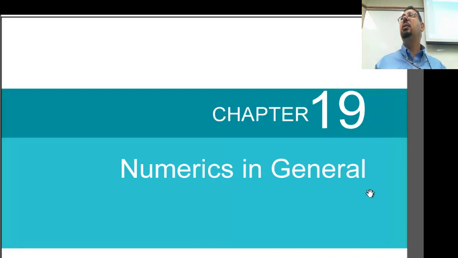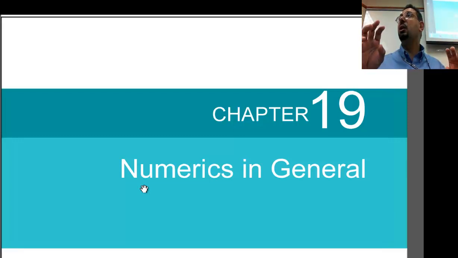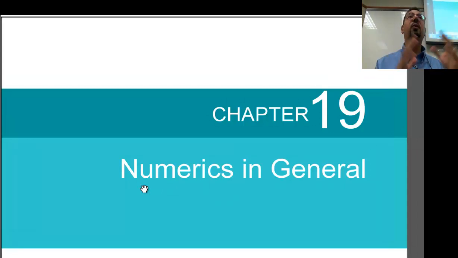Right, so chapter 19 is called Numerics in General, and we are going to deal with three things in this chapter. First, solving nonlinear equations, like those polynomial characteristic equations that come from solving an eigenvalue problem, third order, fifth order, depending on n, how many equations by how many unknowns you have. So we learn how to solve a general nonlinear equation, right?